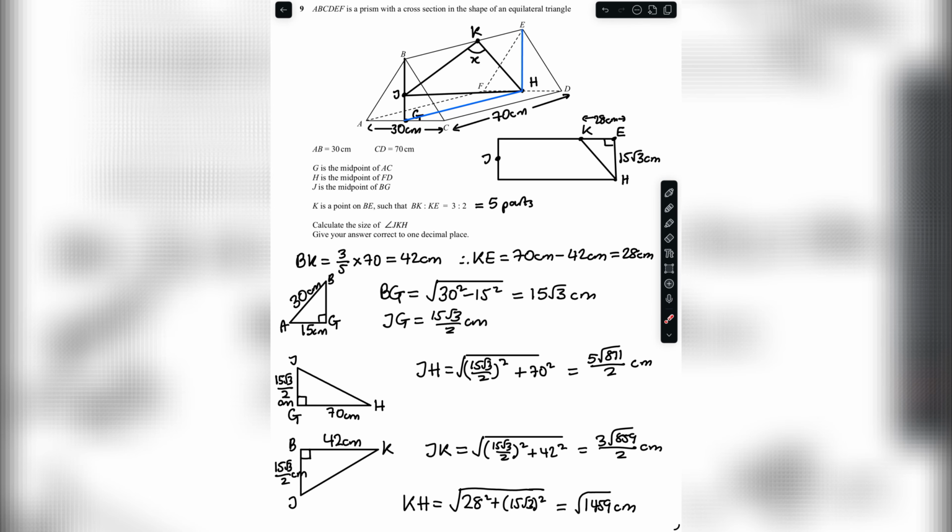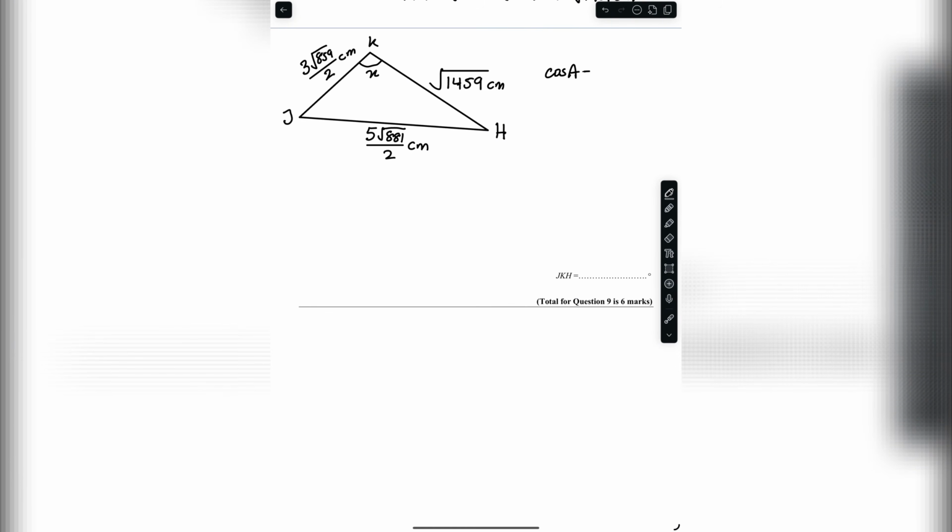And now that we have all the lengths for triangle JKH, we can now obtain angle JKH using the cosine rule. And the reason we're using the cosine rule is because we have 3 known lengths and 1 unknown angle. So we know cos A equals b squared plus c squared minus a squared all over 2bc. So the angle can be obtained by taking the cosine inverse of the right hand side of this equation.